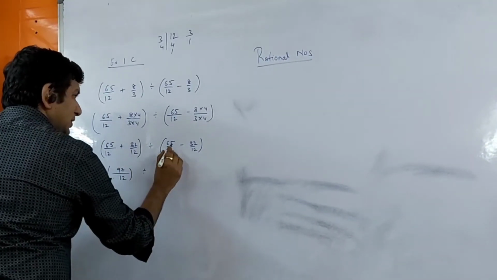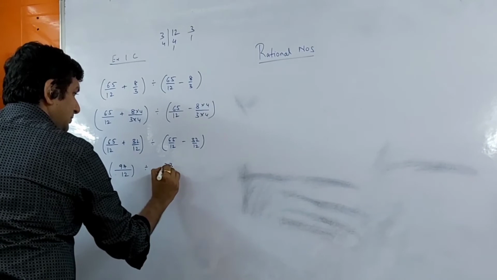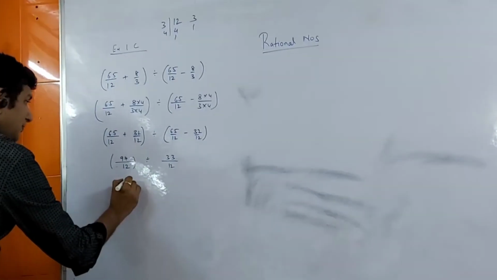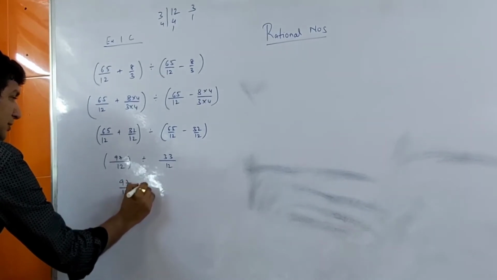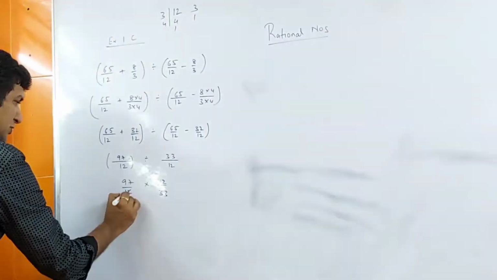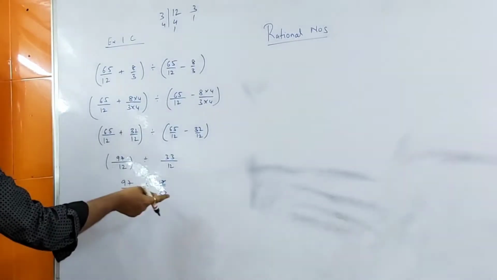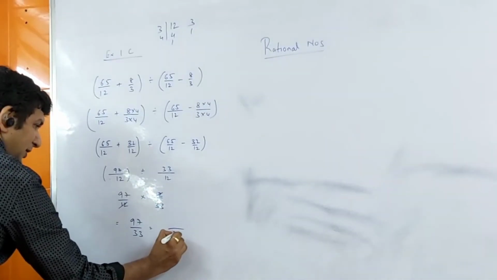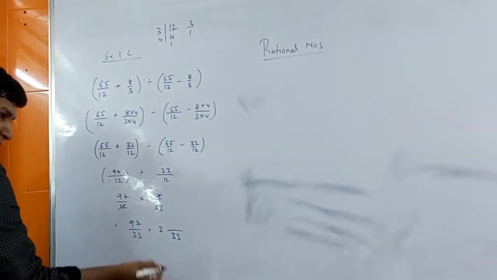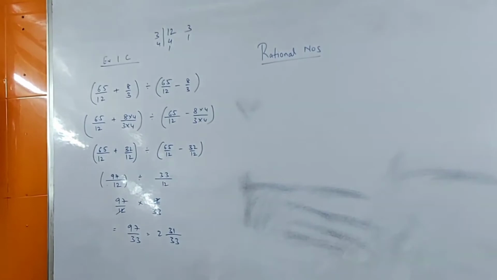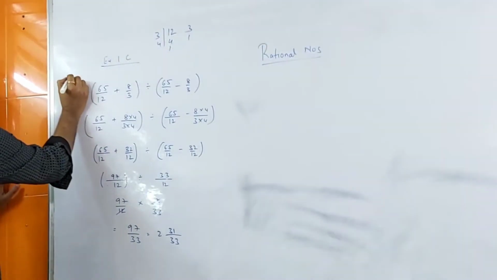Divided by 65 minus 32, that will be 33 upon 12. Now 97 upon 12, division becomes multiplication, and 12 upon 33. Obviously 12 will cancel. This is not further divisible, so the answer will be the same, 97 upon 33, which you can write as a mixed fraction. That is 33 twos are 66, plus 31 is 97. So that is the answer for the 11th sum.